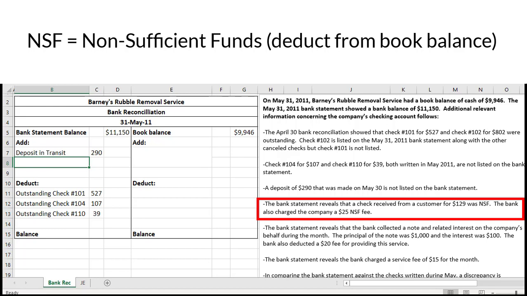The missing information here is more incorrect information, as the company's records would show receipt of the $129. Since the check was NSF, the company doesn't actually have the cash, so the adjustment needs to be a deduction from the book balance. Usually we pair the fee and the check together in one line on the bank reconciliation. So that's 129 plus 25 equals $154 deduction from the book side. So we list that as NSF check plus $25 fee for $154.